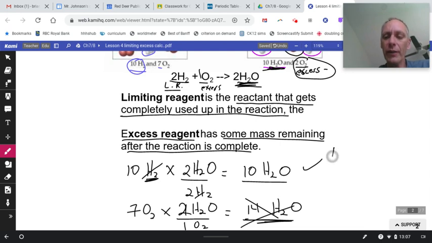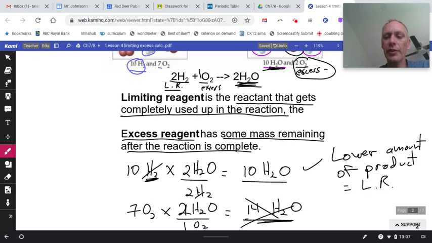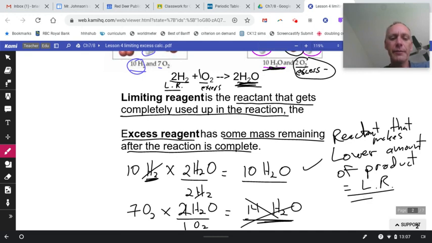So the trick is, whichever reactant makes the lower amount of product equals the limiting reagent. So that's the trick. Reactant that makes the lower amount of product is your limiting reagent. And the one that makes the larger amount is in excess.